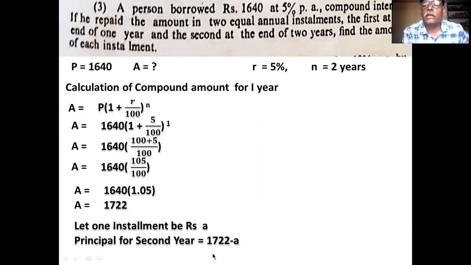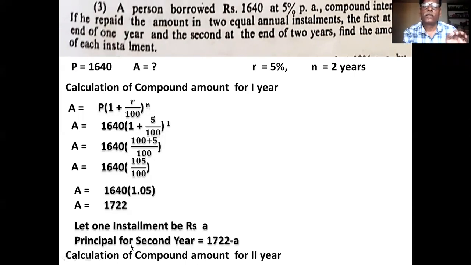Now I calculate the amount at the end of the second year. First year completed. 1722 is the amount. Out of 1722, I deducted the first installment. Then the balance is 1722 minus A. On this balance, as the principal, he has to pay interest for the second year. Remember this. So I'll calculate the compound amount for the second year.